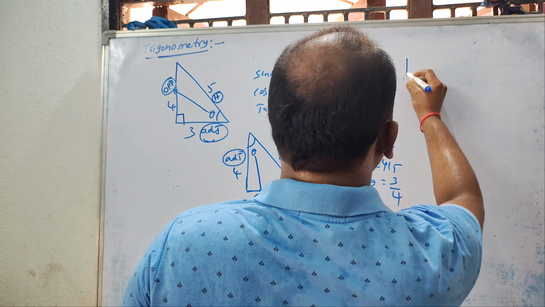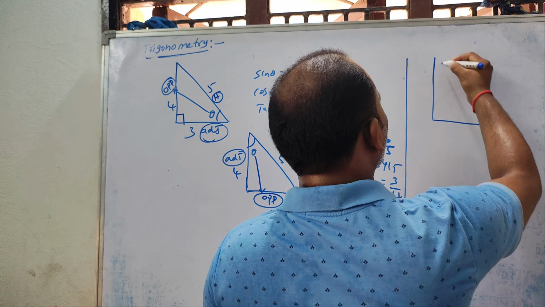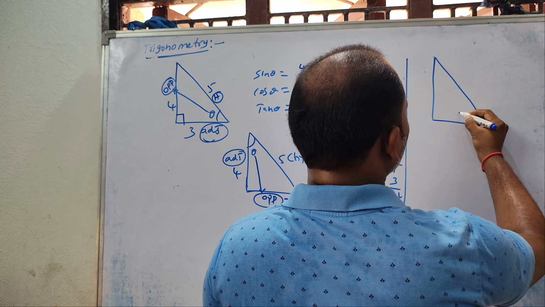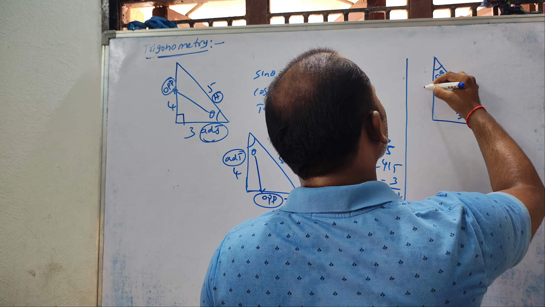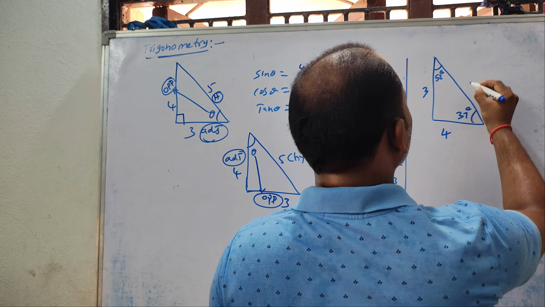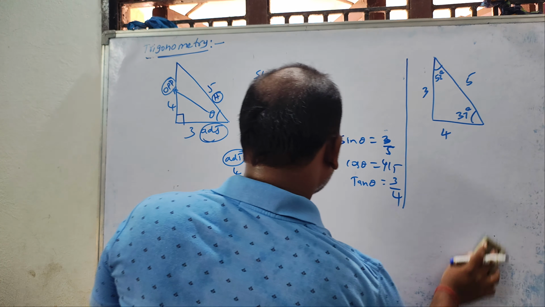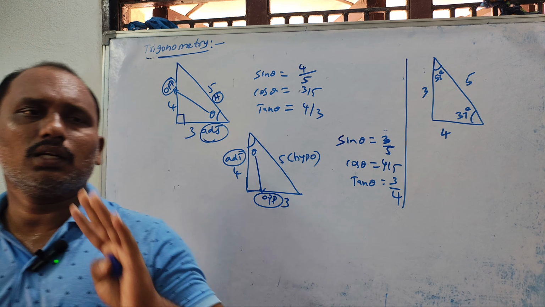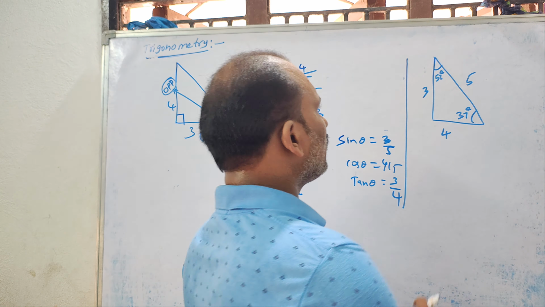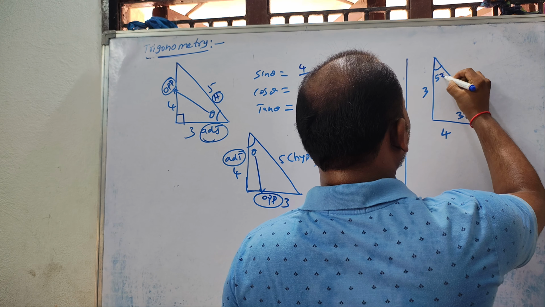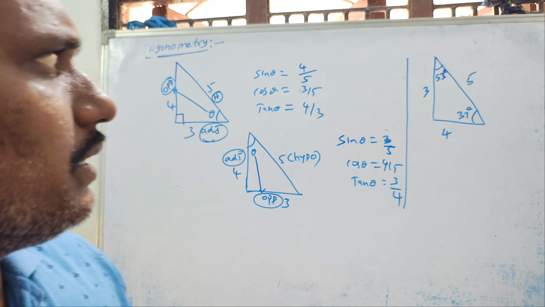Another very important one. Suppose a triangle is there. This is 37 degrees, so this becomes 53 degrees. This becomes 3, this becomes 4, this becomes 5. Keep in mind this triangle. Many IIT problems, many intermediate problems, many 10th class problems handle these angles. Very important. We have to learn 37 degrees and 53 degrees, everybody.